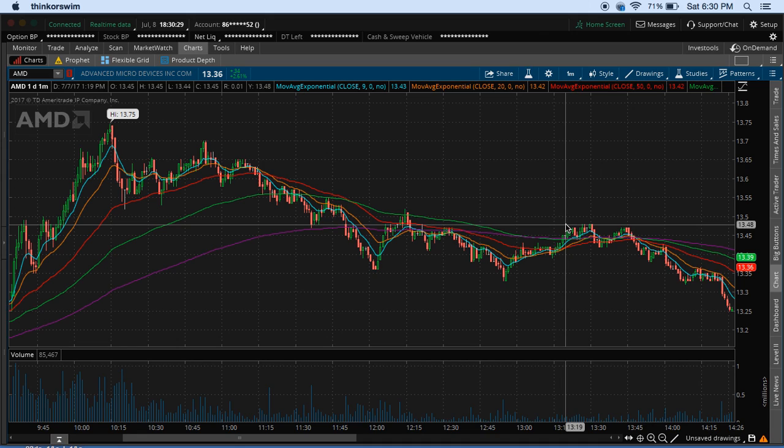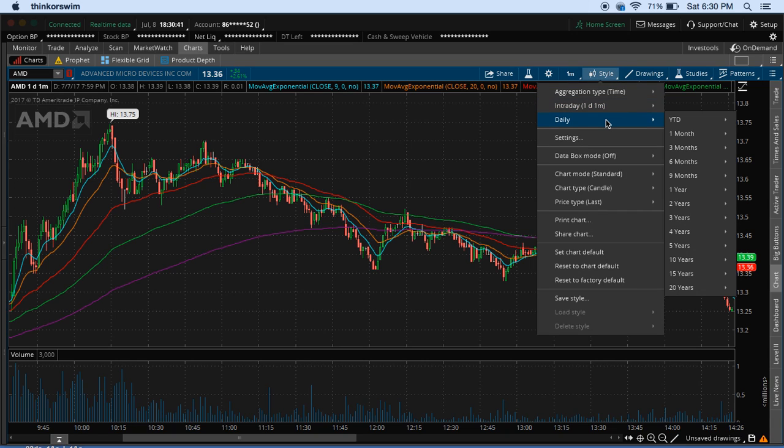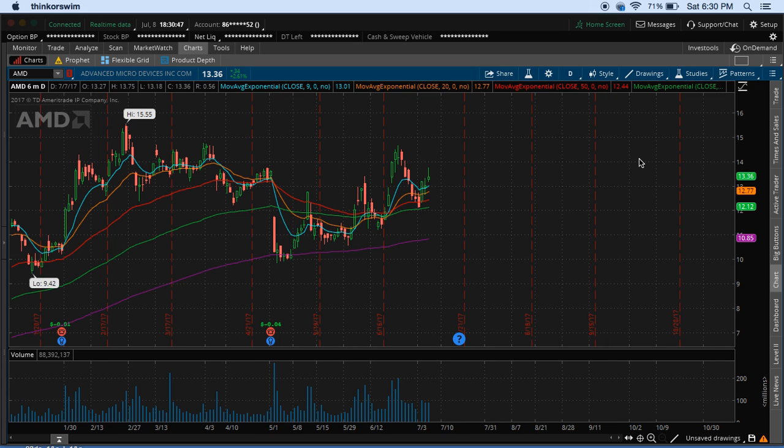Now, this isn't the greatest example of it, but I'm going to go ahead and hop into a later time frame so you can see exactly what I'm talking about. I'm going to go into a different time frame, and hopefully we can pull up a good view of what a moving average crossover looks like.